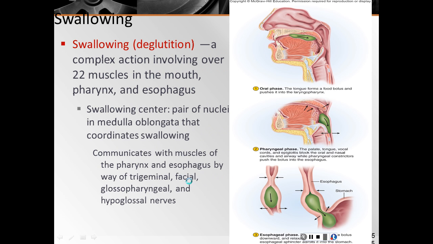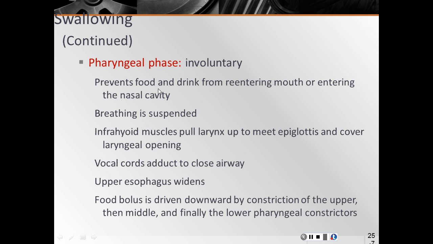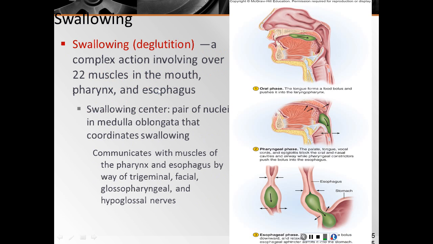Okay, so swallowing occurs in 2 phases. So on this slide here, I do have the various phases. But I want to actually show you guys the picture here while we go through these phases.